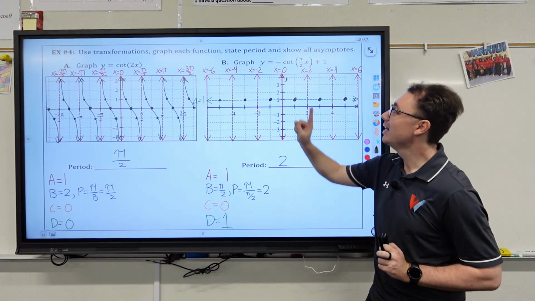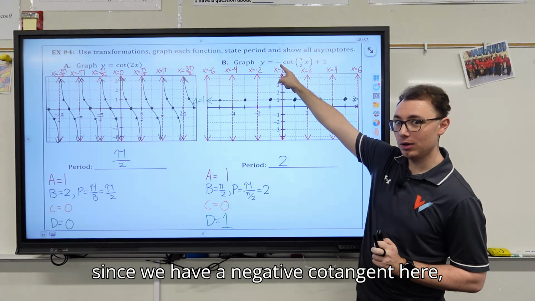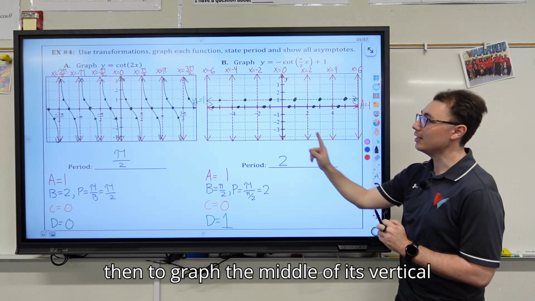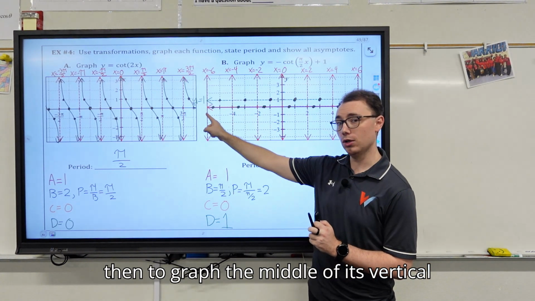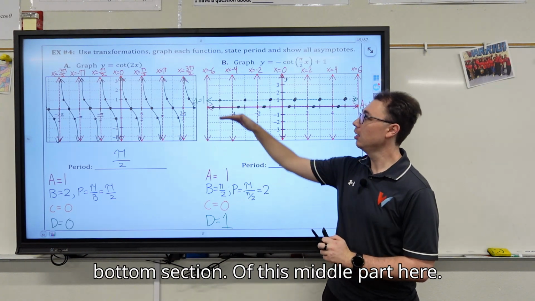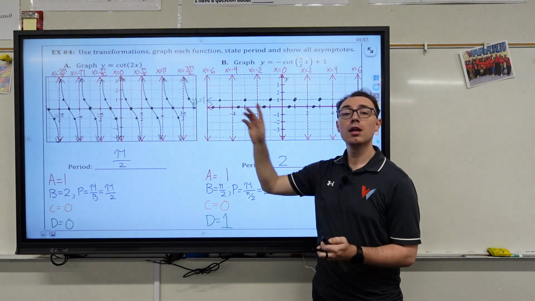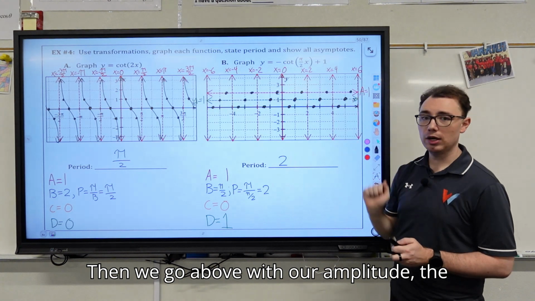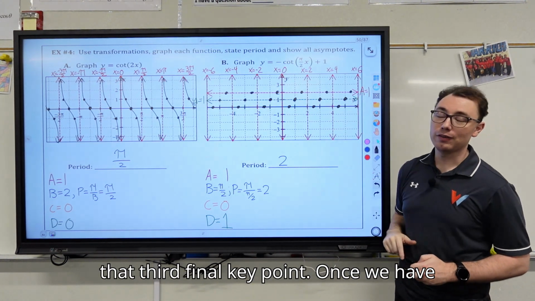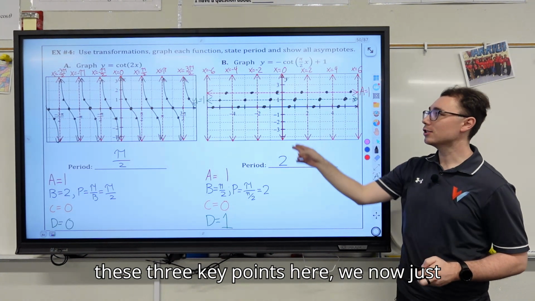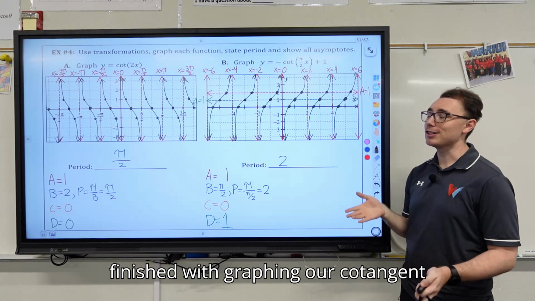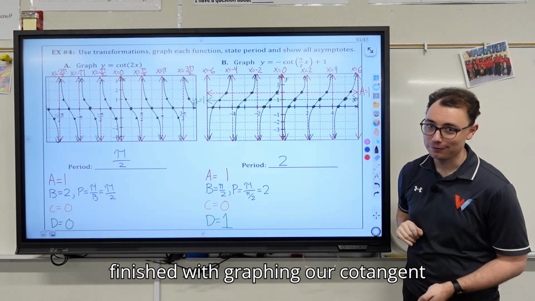And now, since we have a negative cotangent here, our next point is to go down and then graph the middle of its vertical asymptote to its intercept here in the bottom section of this middle part. Then we go above with our amplitude, the negative amplitude, and we then graph that third final key point. Once we have these three key points here, we now just connect all of our dots, and we're finished with graphing our cotangent functions.